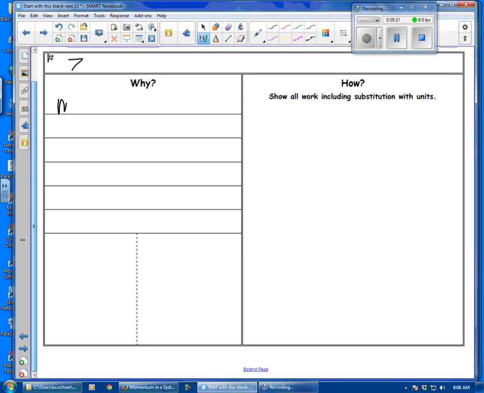Is the man, rock, and sled are the system. And momentum is conserved in the system.